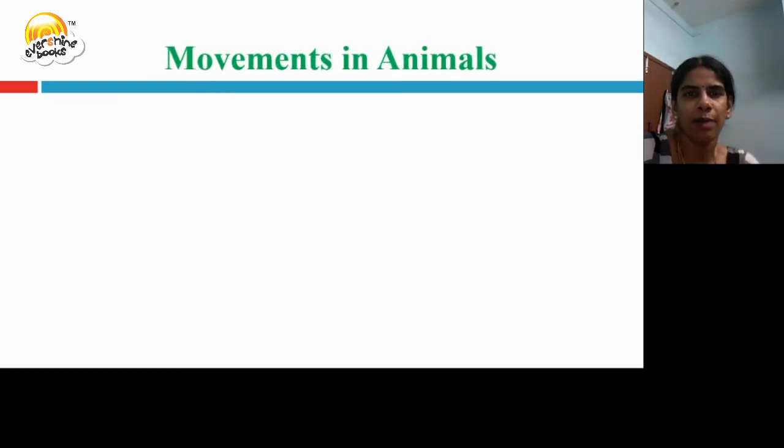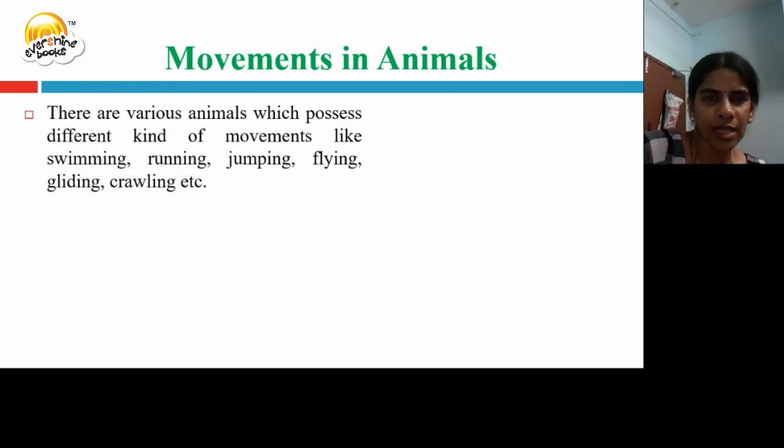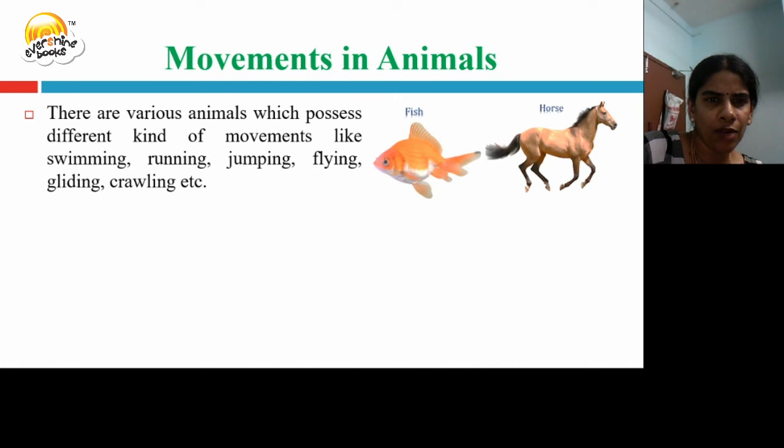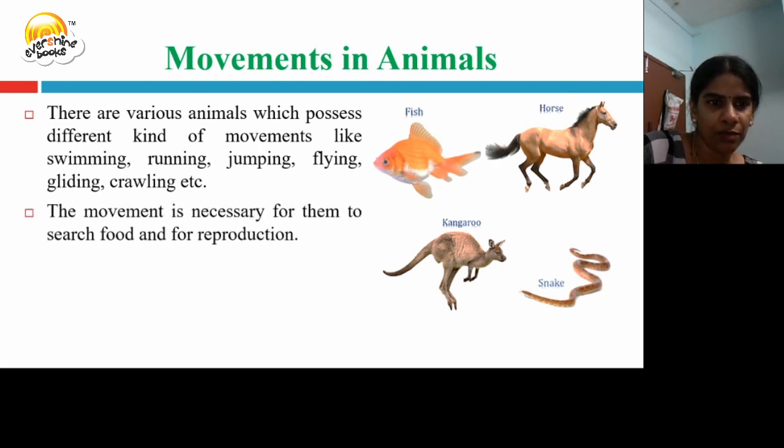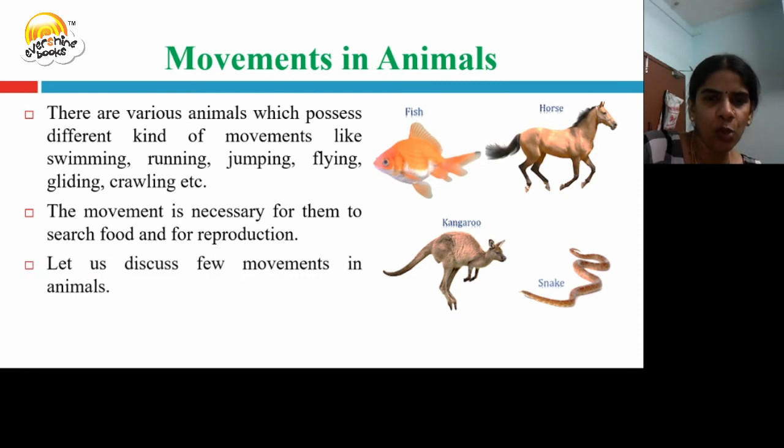Let us now discuss the movements in various animals. There are various animals which possess different kinds of movements like swimming, running, jumping, flying, gliding, crawling, etc. The movement is necessary for them to search for food and for reproduction. Let us discuss a few movements in these animals.